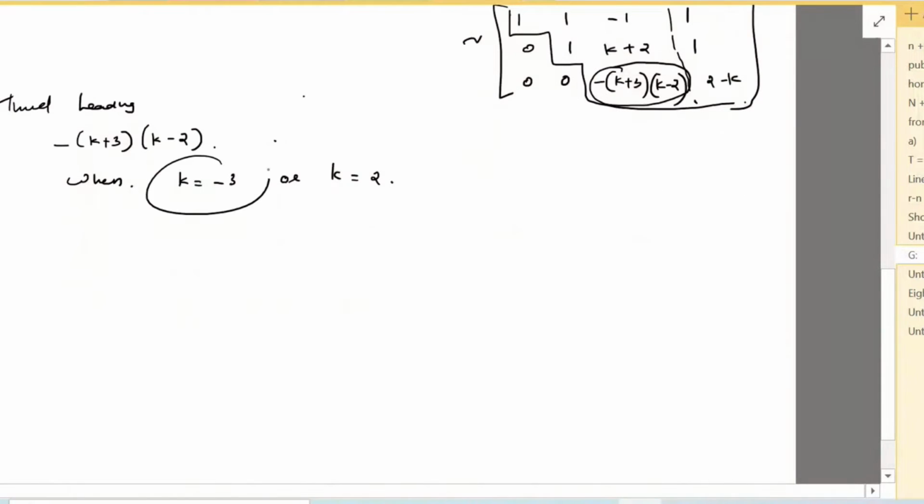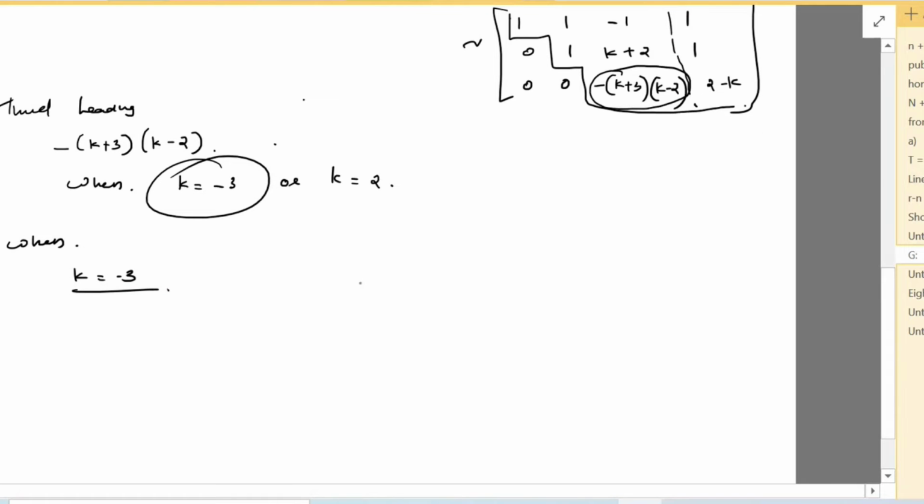So we will take the first possibility. What happens when k equals minus 3? When k equals minus 3, the echelon form will be 1 1 minus 1 1, 0 1 k plus 2. K plus 2 becomes, with k equal to minus 3, minus 3 plus 2.